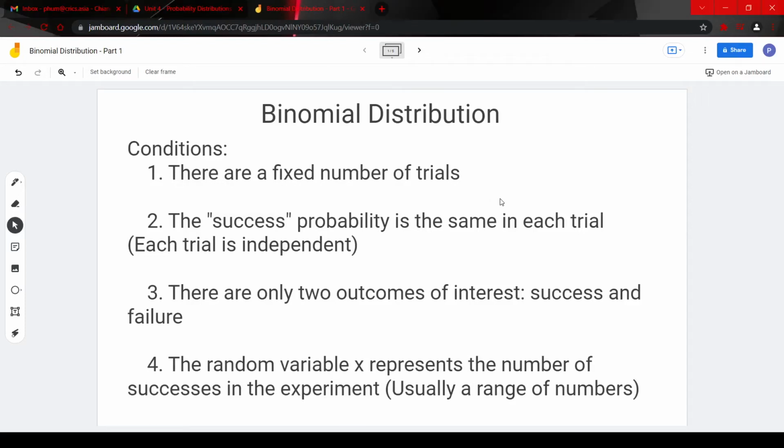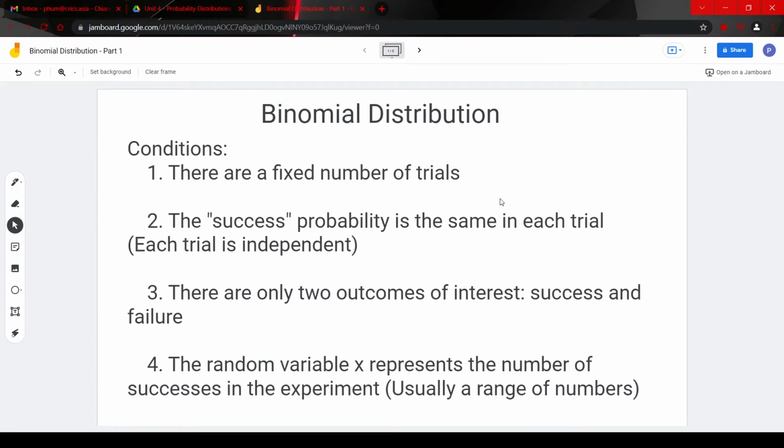Hey guys, so today we talked about binomial distributions. A binomial distribution is a specific form of discrete probability distribution that we introduced yesterday and the day before. In order for something to be a binomial distribution, there are four specific conditions that it must meet.